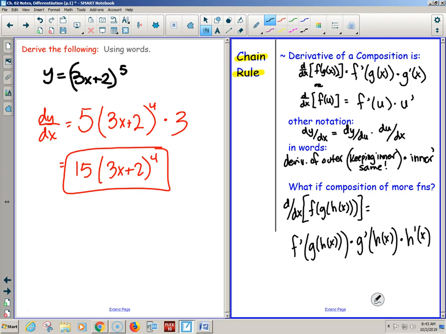You derive, you derive, you derive until there's no more peeling off.